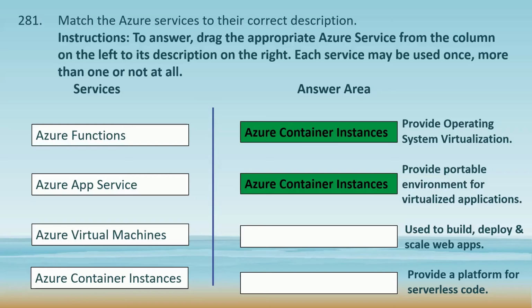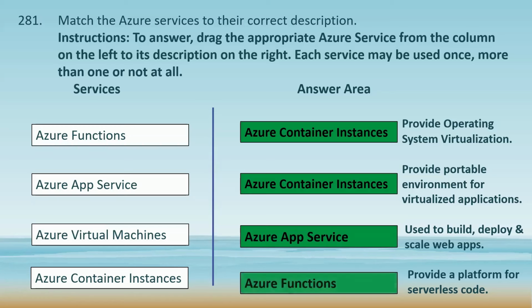And the third description corresponds to Azure App Service. You would use Azure App Service to build, deploy, and scale web apps. You should definitely know the next one already, and the service that corresponds to this is Azure Functions, as they provide a platform for serverless code and allow developers to write snippets of code that respond to specific events without worrying about the underlying server infrastructure.